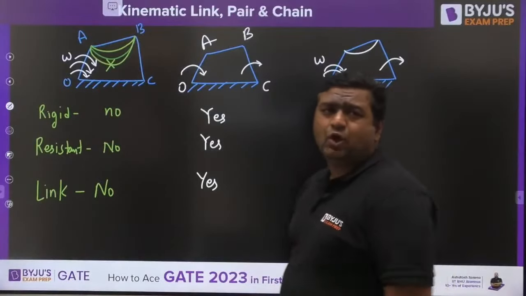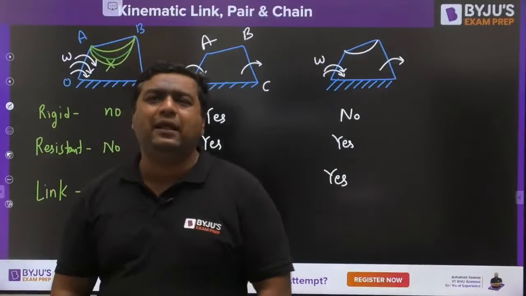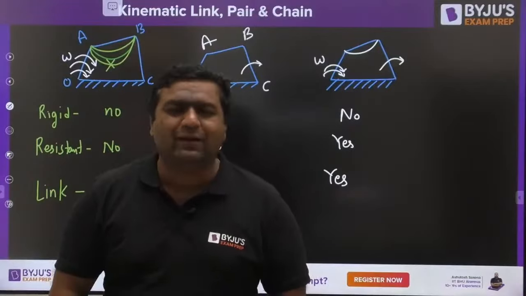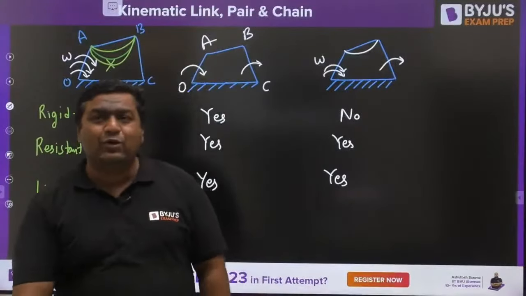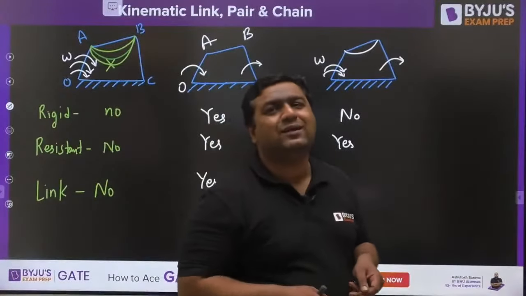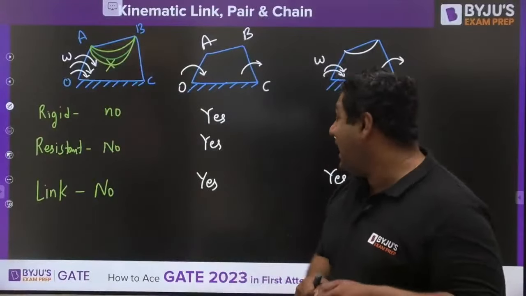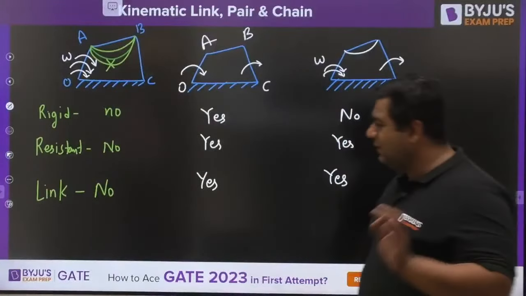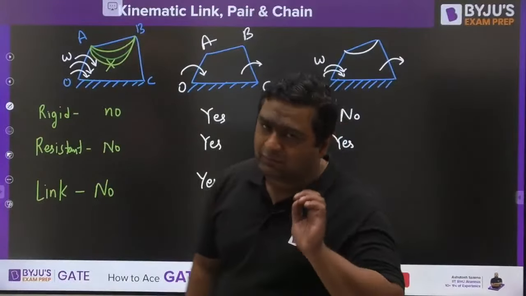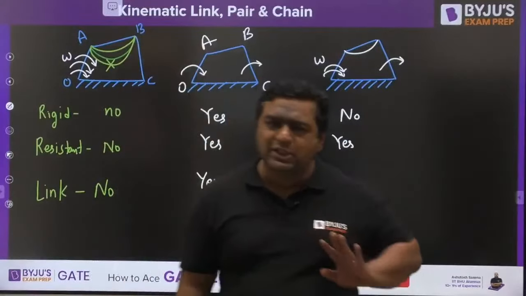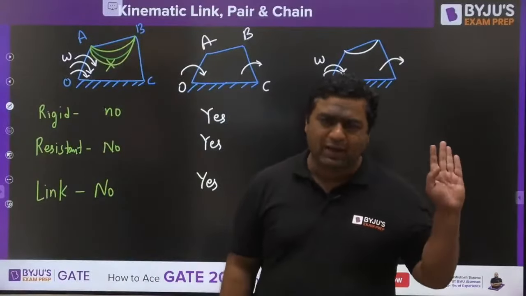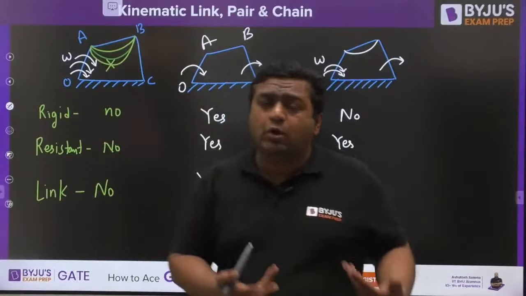So my dear, for anybody to be a kinematic link, it should be a resistant body. Very good, Rajat. That's what I wanted to say, that for a kinematic link, it must be a resistant body. Rigidity is not at all required. It could be rigid, could not be rigid.